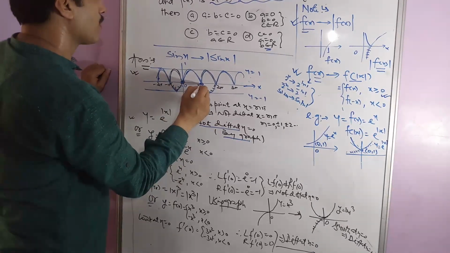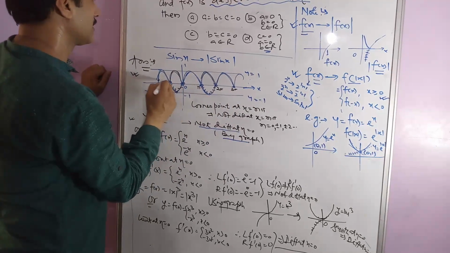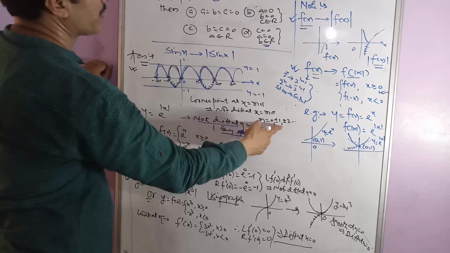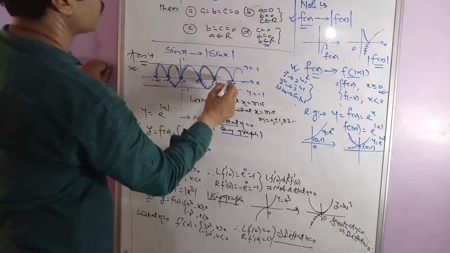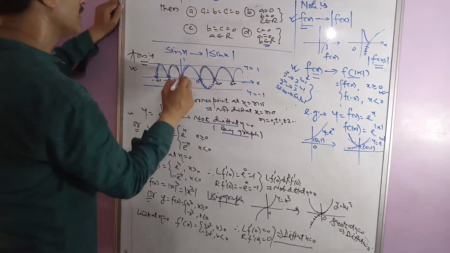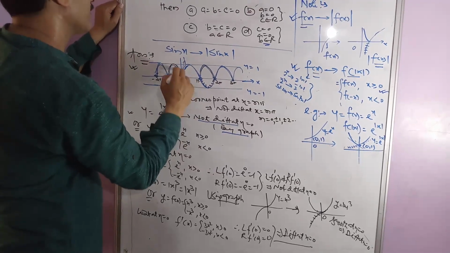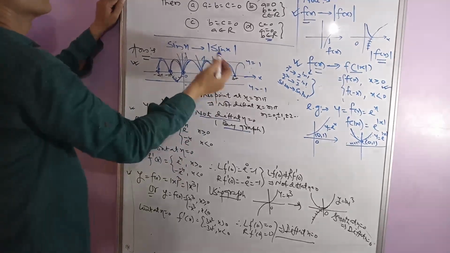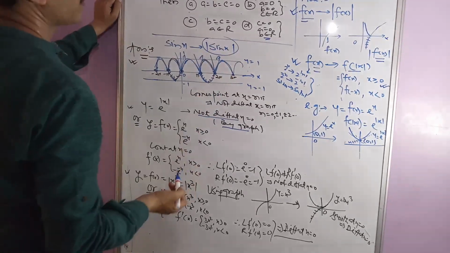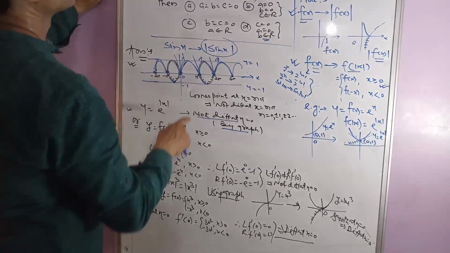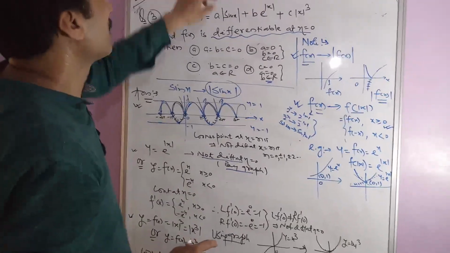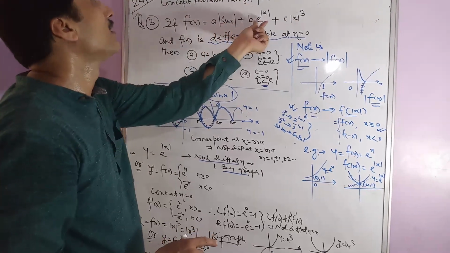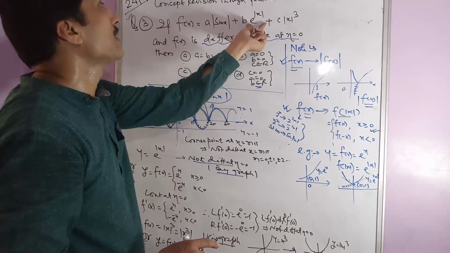Obviously these are the points x = nπ, where n = 0, ±1, ±2, that is 0, π, 2π, 3π, -2π. Here corner point, different tangent, corner point, different tangent, corner point, different tangent. So |sin x| is not differentiable at these points. So in the question, the first term |sin x| is not differentiable. e^|x| is again not differentiable.